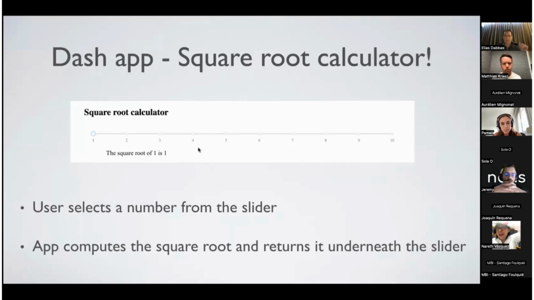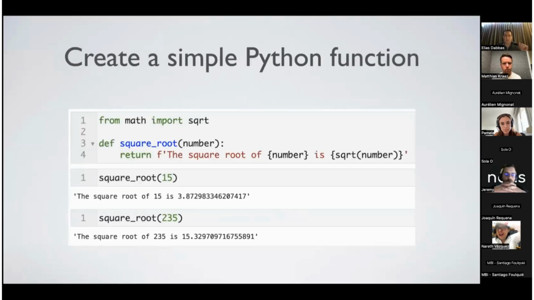So now let's just go back 1 or 2 steps and forget about the interactivity. We're going to create a very simple Python function, which we're going to call sqrt. It takes as an input number, any number you want, and returns this string as a template. It says the square root of number is sqrt of number. So if you say sqrt of 15, you get as an output, the square root of 15 is 3.872235, and so on.